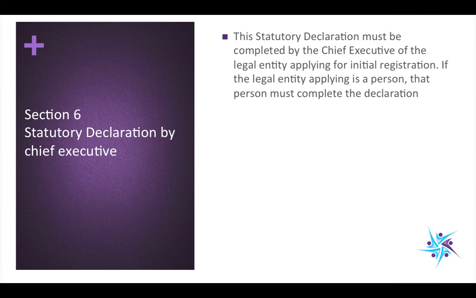Section 6 is your statutory declaration of the Chief Executive Officer. This is the legal entity applying for initial registration. If the legal entity applying is a person, that person must complete the declaration.